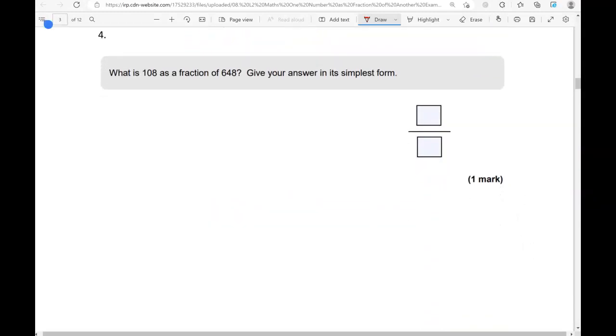What is 108 as a fraction of 648? Give your answer in simplest form. So 108 out of 648. We can divide both numbers by 2. So if we halve 108, half of 100 is 50, half of 8 is 4, so that gives us 54.